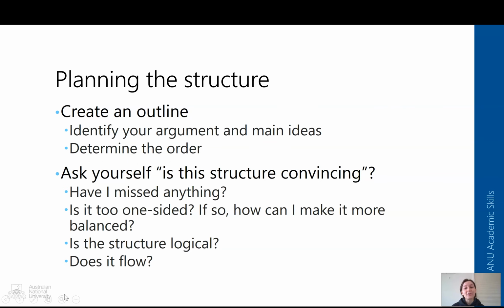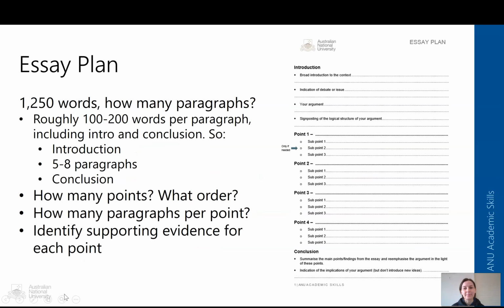When you're planning your structure, create an outline first of all. Identify your argument and your main ideas, and think about the order. Once you've thought about your ideas, consider how you can make the structure convincing. Have you missed anything? For instance, have you focused on one theory rather than the others? And if so, do you need to make it a bit more balanced by focusing on more of the theories? Is the structure logical? Is it, for instance, developing from one idea to the next? And does it flow? Have you explained the connection between the ideas?